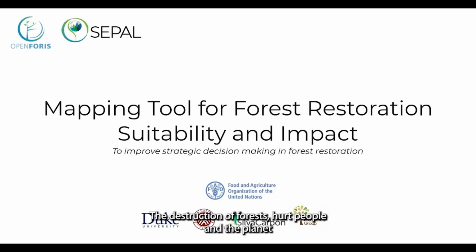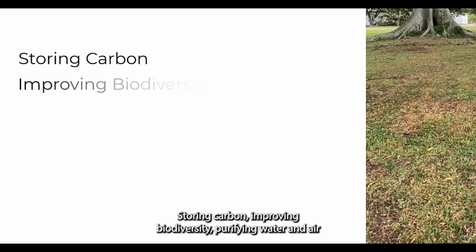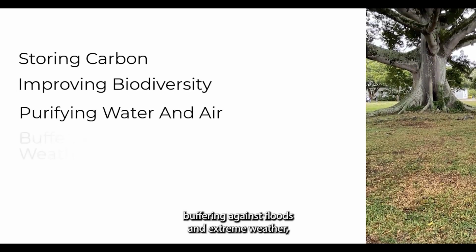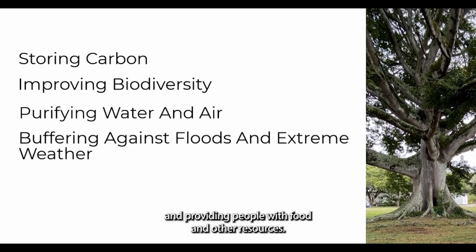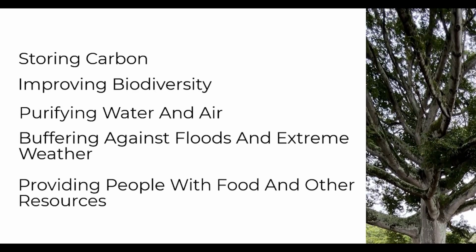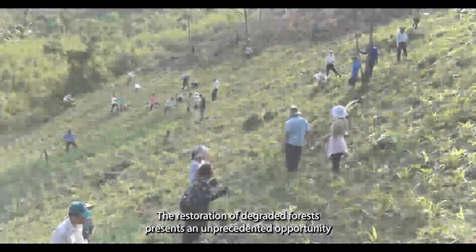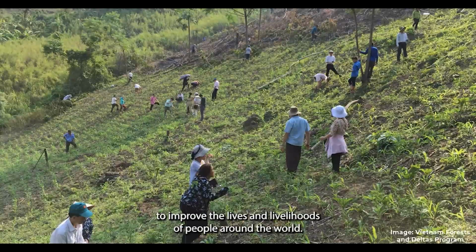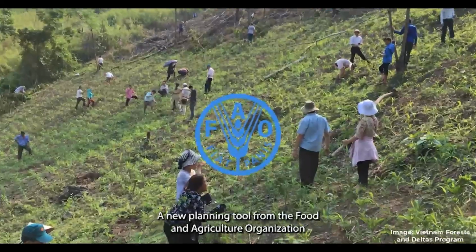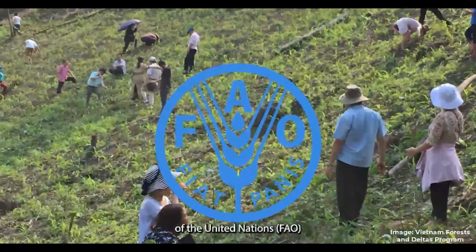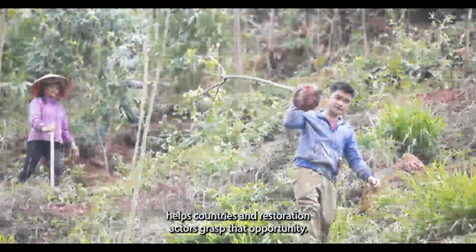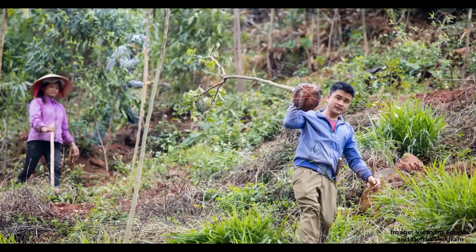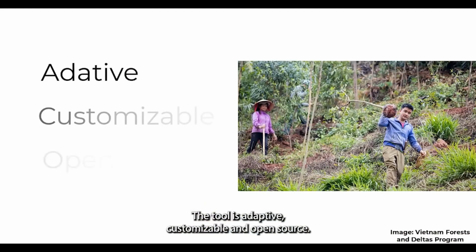The destruction of forests hurts people and the planet, while restoring these landscapes offers profound benefits: storing carbon, improving biodiversity, purifying water and air, buffering against floods and extreme weather, and providing people with food and other resources. The restoration of degraded forests presents an unprecedented opportunity to improve the lives and livelihoods of people around the world. A new planning tool from the Food and Agriculture Organization of the United Nations helps countries and restoration actors grasp that opportunity. The tool is adaptive, customizable, and open source.